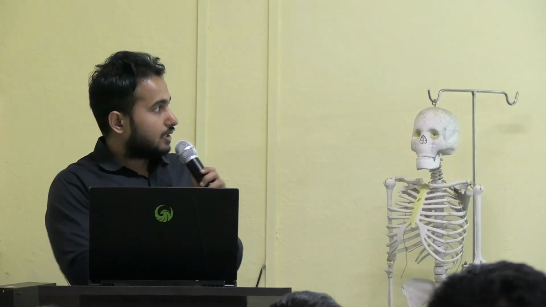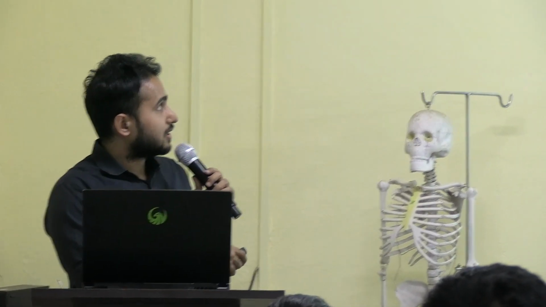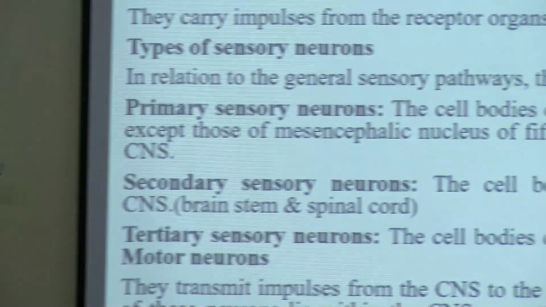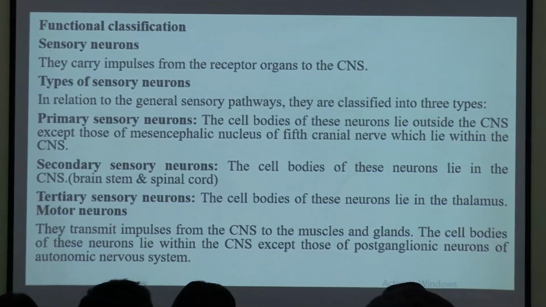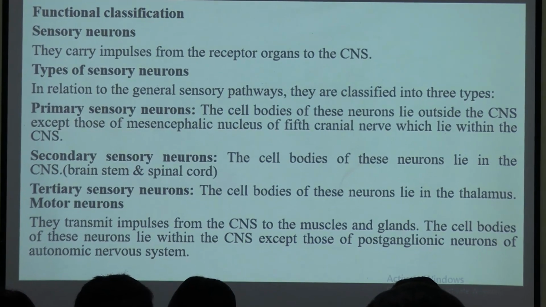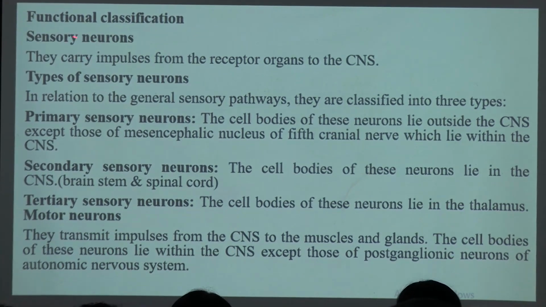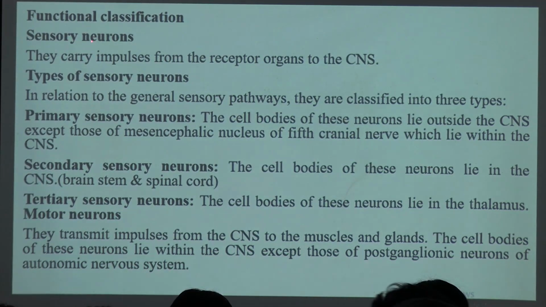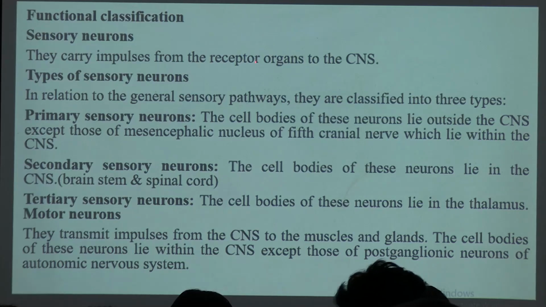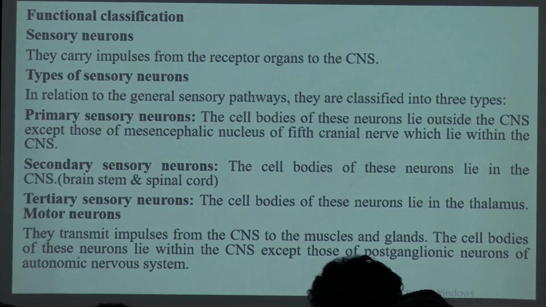Okay. Next is the functional classification. Now in functional classification again it is of two types, that is sensory neurons and motor neuron. Okay. Now what is the definition of sensory neurons? They carry impulses from receptor organs to the central nervous system. So I have given an example.